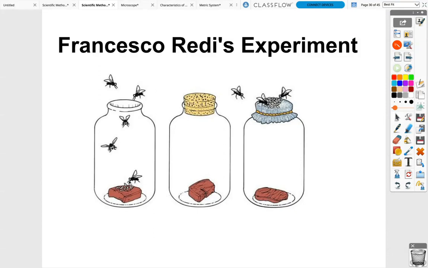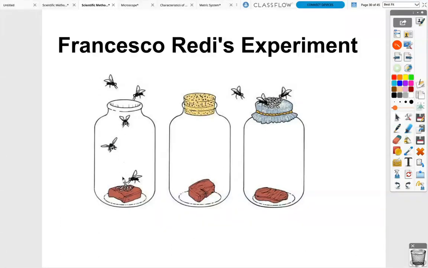And what he was noticing, when it was left with no covering, flies were able to get in there to the meat. They laid their eggs, which turned into the larvae, which were maggots. And we know that maggots are just the babies of flies, the larvae of flies. And so, of course, they are attracted to this decayed, rotting meat. When flies lay their eggs there, they lay them on the meat. So the larvae or the maggots will have a food source.